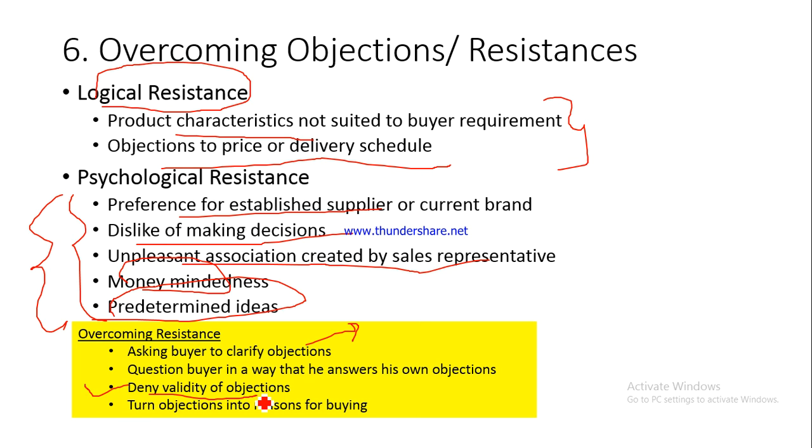However, I am not saying that you have to make false claims. Don't do that, because you may be able to sell to the buyer for the first time, but you may never get a repurchase from him. So you should not be doing that. You have to deny the validity of the buyer's objection by giving some solid, true arguments which are closer to the real truth about your product. So don't try to dupe the buyer also. Again, you can turn the objections into reasons for buying.